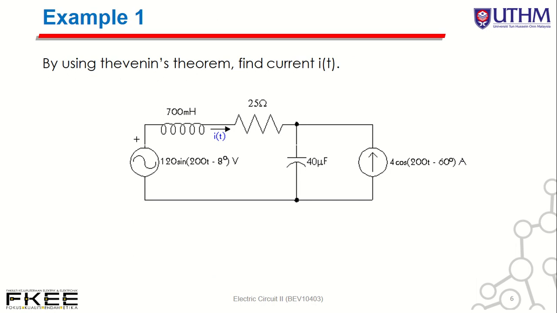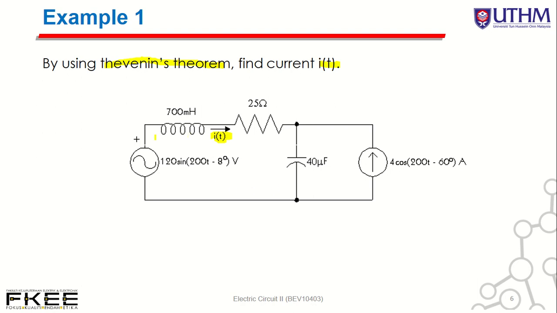Look at the example. By using Thevenin theorem, find current IT. You need to find IT. Where is IT? This is IT. How to determine the current? By using Thevenin theorem. Given a voltage supply, and then this is a current supply, and you need to find the current here by using Thevenin theorem.